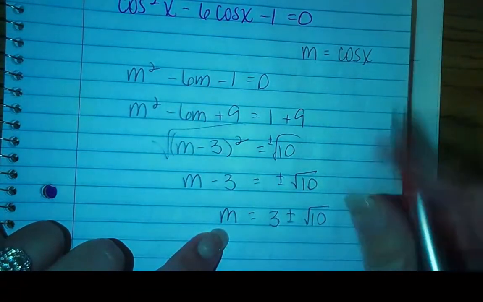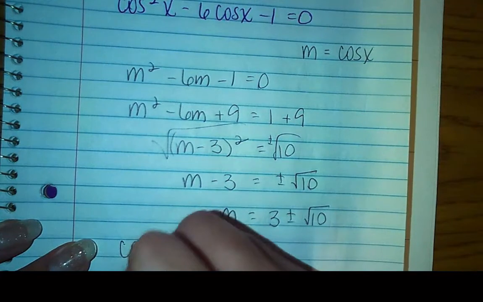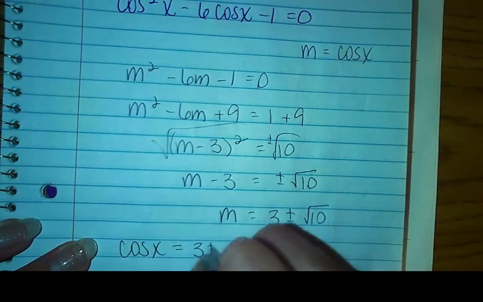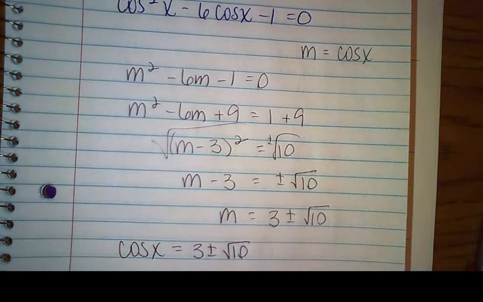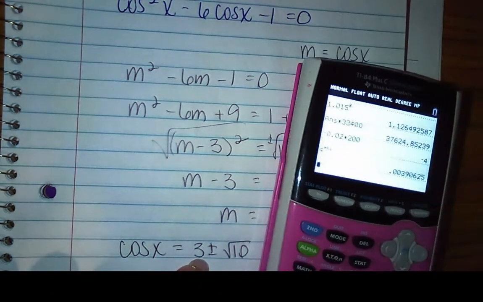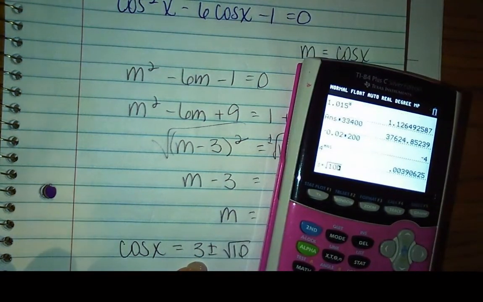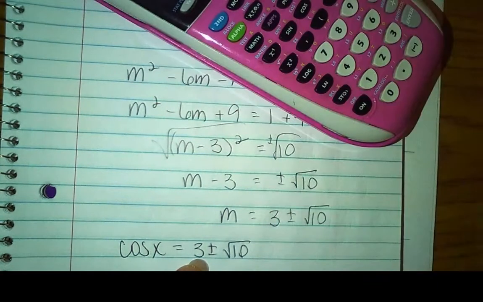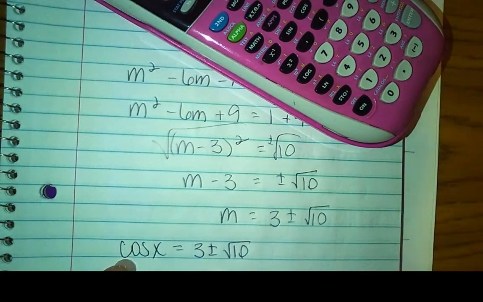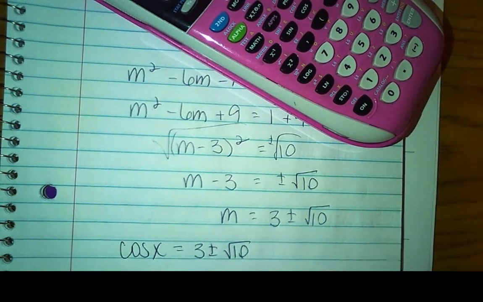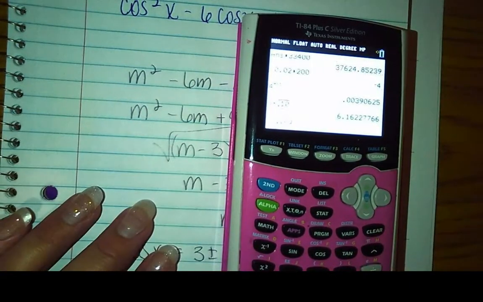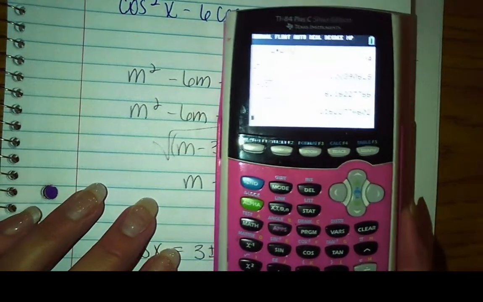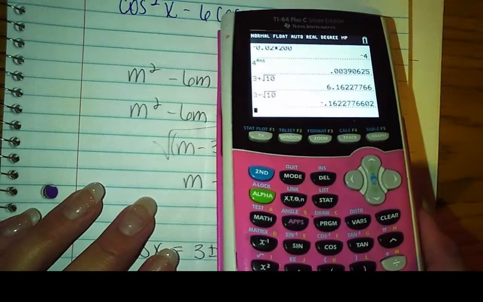Well, what is m really and truly? M is really and truly cosine. So cosine x needs to give me 3 plus or minus root 10. Now, in your calculator, if you give me a decimal approximation, 3 plus root 10 is going to be 6.16 something or another. And cosine's ratio cannot be bigger than 1. So 3 plus root 10 does not work because it's outside of the range for cosine. So what is 3 minus root 10? 3 minus root 10 is a negative 0.1622.